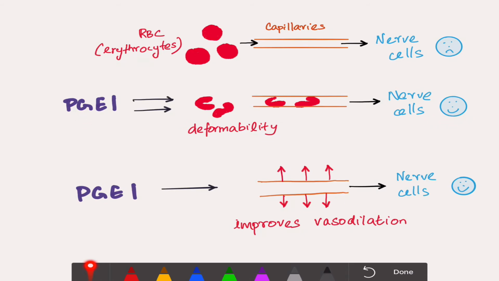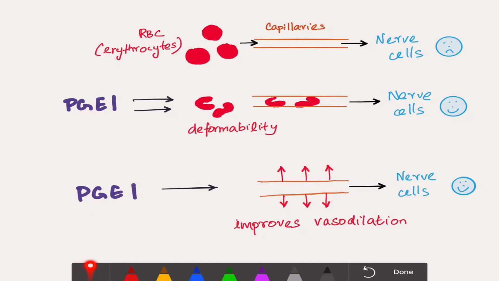PGE1 basically gives the erythrocyte the ability to deform. So PGE1 promotes erythrocyte deformability so that the nerve cell gets adequate blood supply and oxygen. PGE1 also improves vasodilation of the capillaries, so that more blood can reach the nerve cells. Since capillaries and micro blood vessels do not have an endothelium, they cannot make nitric oxide, so nitric oxide cannot function as a vasodilator. So the vasodilator for such small blood vessels and capillaries is actually PGE1.